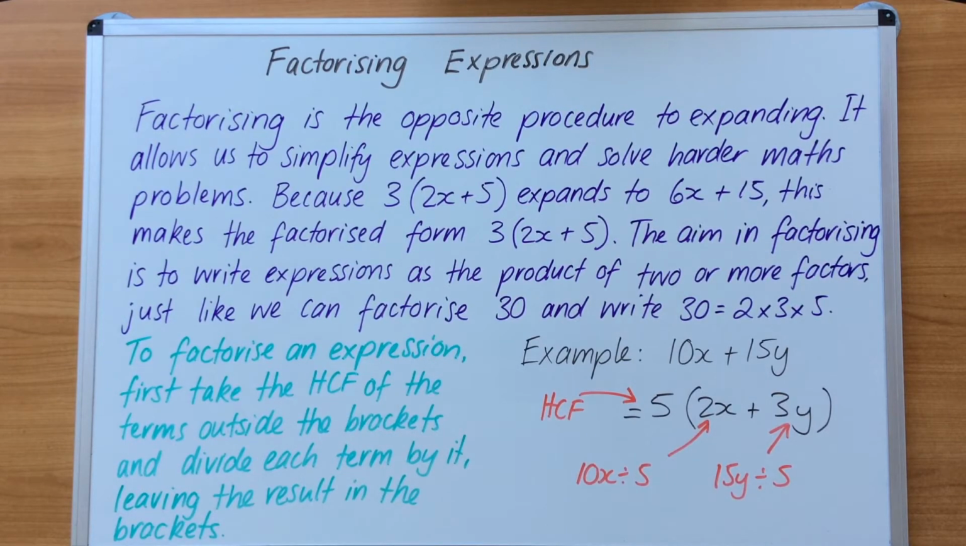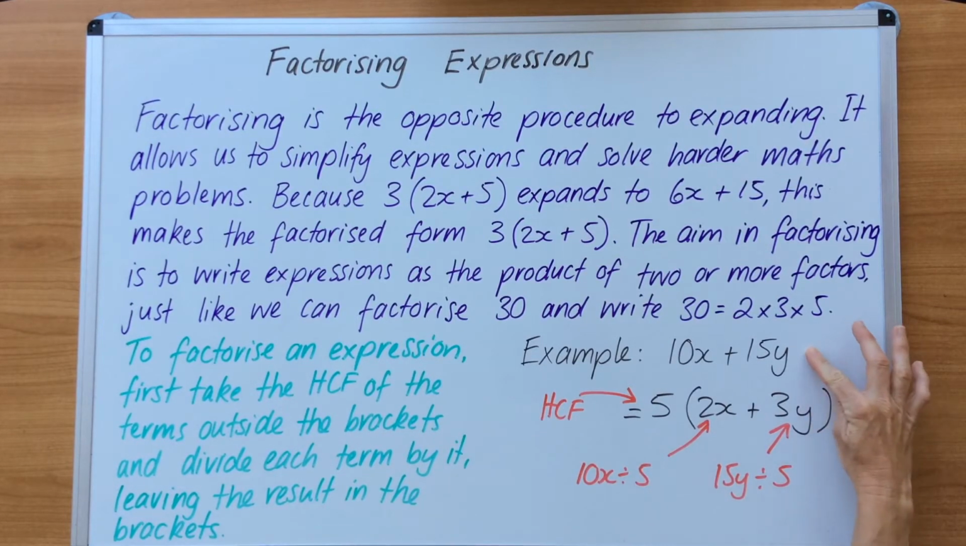plus 5 bracket. The aim in factorising is to write expressions as the product of 2 or more factors, just like we can factorise 30 and write 30 equals 2 times 3 times 5. To factorise an expression, first take the highest common factor of the terms outside the brackets and divide each term by it, leaving the result in the brackets.